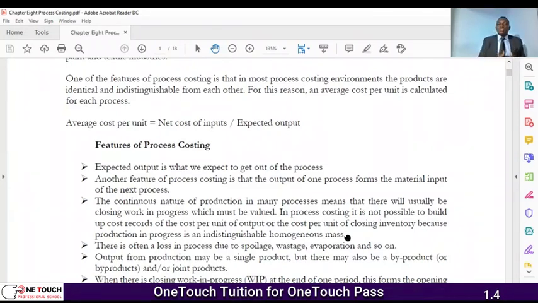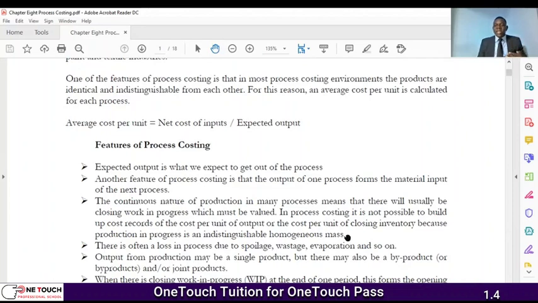So the finished output of one process becomes the material input of the next process, and so on, until the goods get to its finished stage. Great. Now, the continuous nature of production in many processes means that there will usually be closing work in progress, which must be valued.